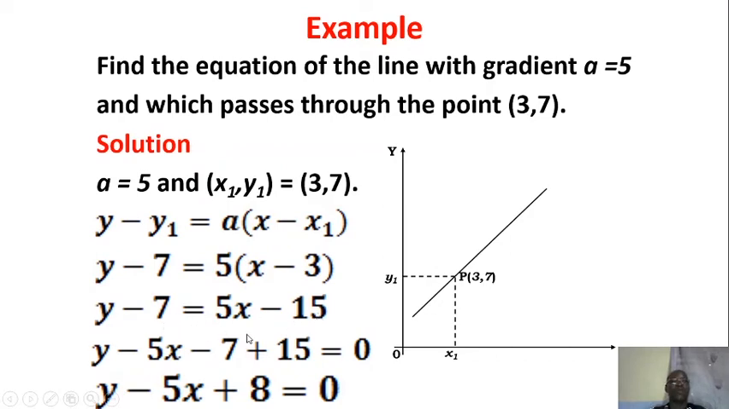So, what do we do? We can try to assemble everything by subtracting 5x from both sides and adding 15 to both sides. What we get at the end, the equation now results in y minus 5x plus 8 equal to 0. From here, I know you can do it very well. Handle it carefully to know why we got this.